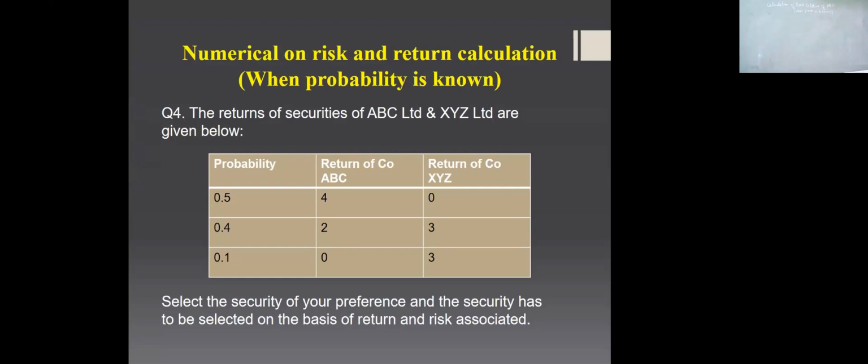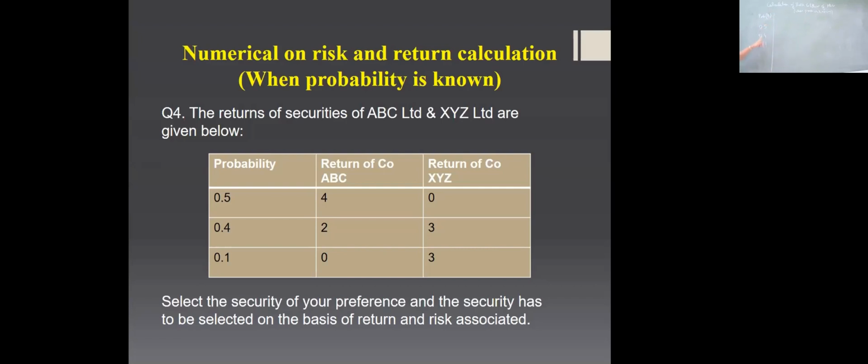Calculation of risk and return of ABC company when the probability is known. So we will have 6 columns in total. The first column is probability, which is expressed as PI. Please note the probability is expressed as PI. What is the probability of the securities? We have 0.5, 0.4 and 0.1.